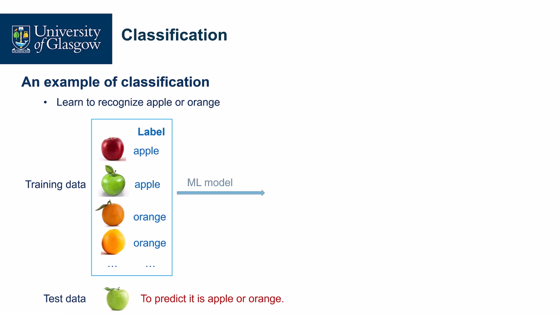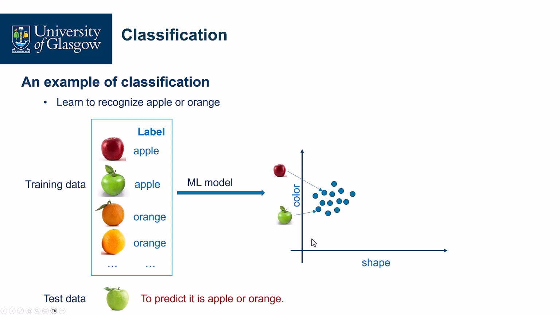Then we will select a machine learning model. We can see the features. We extract the shape and color as 2 features. Then we will have category 1 and category 2, and we use apple and orange. So we can describe their shape and color.